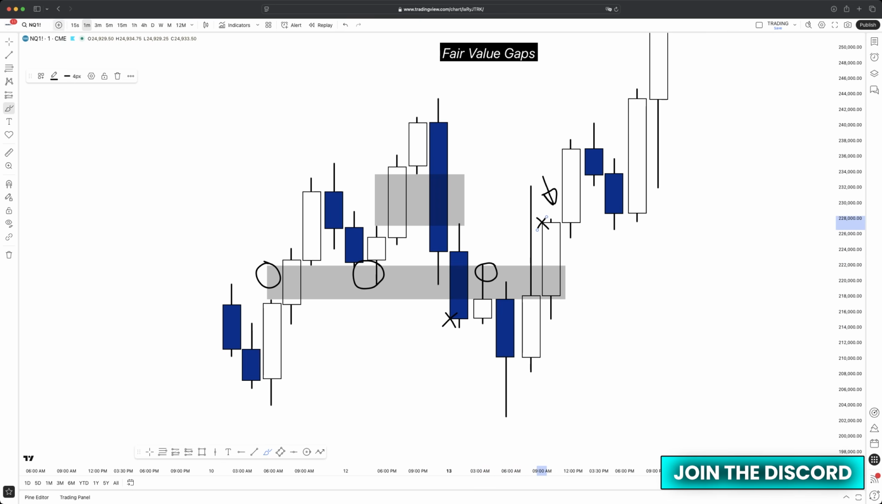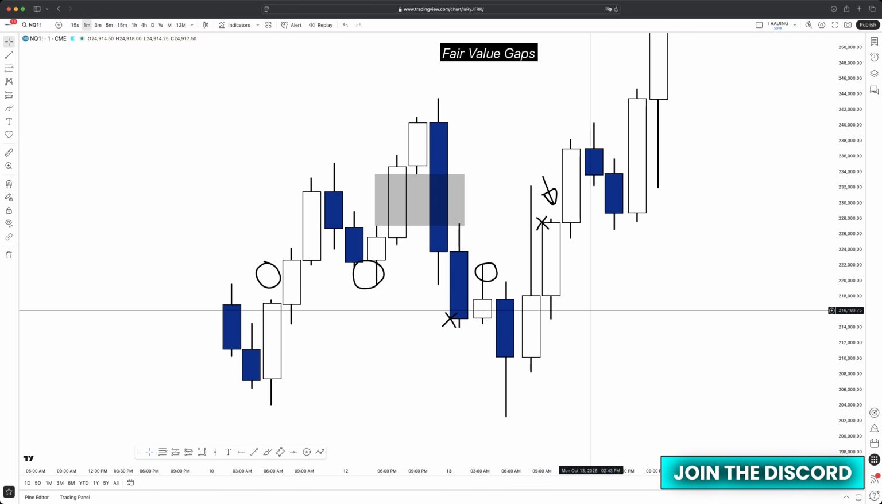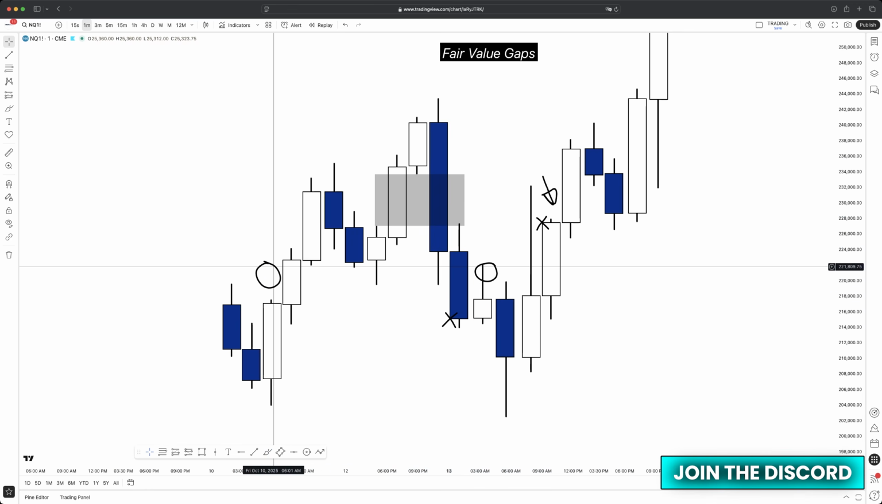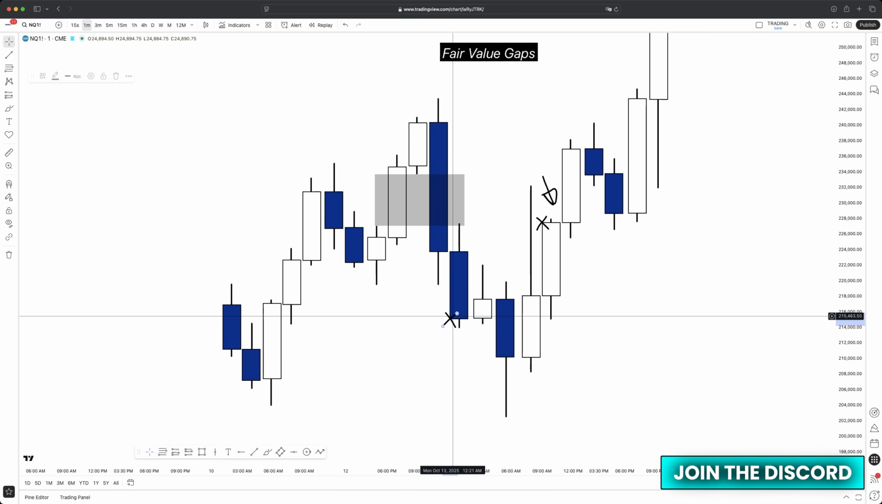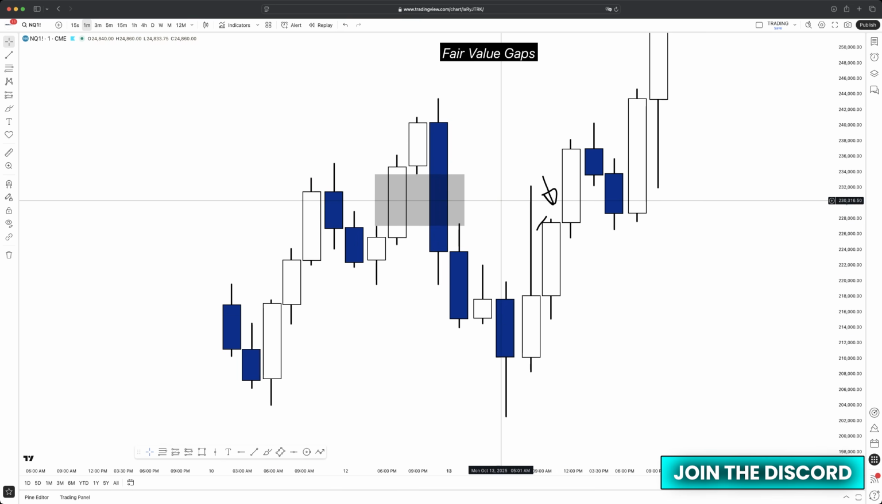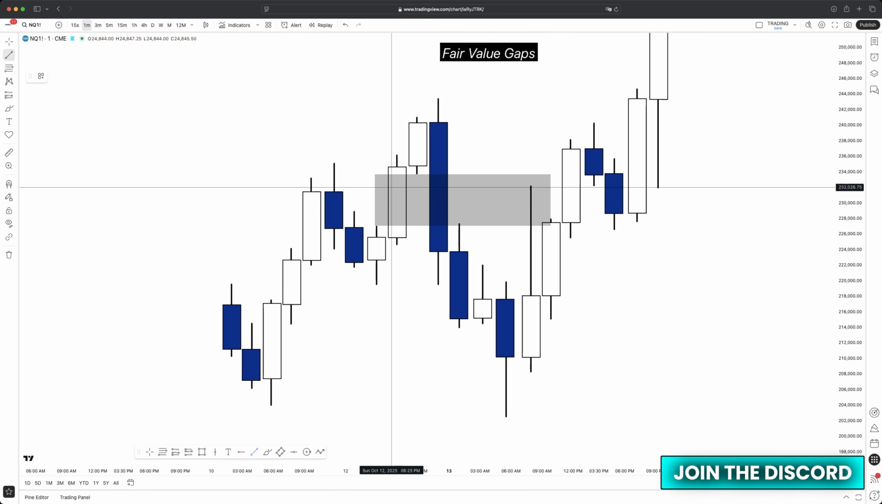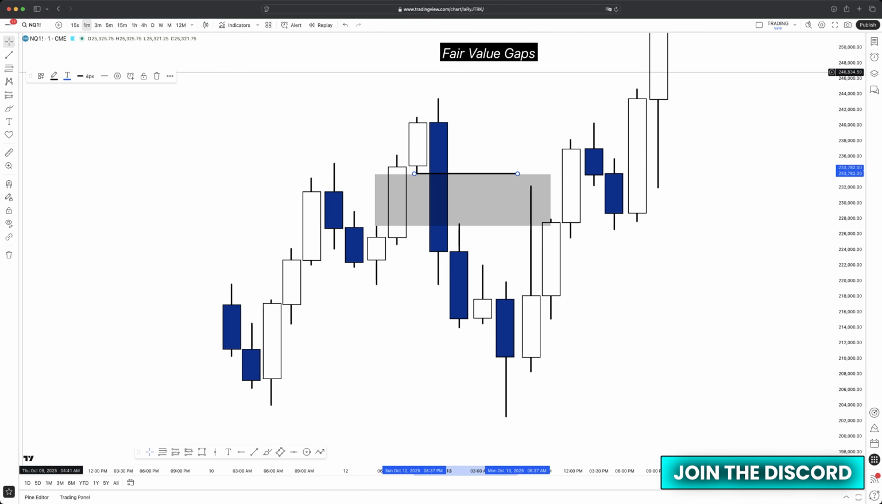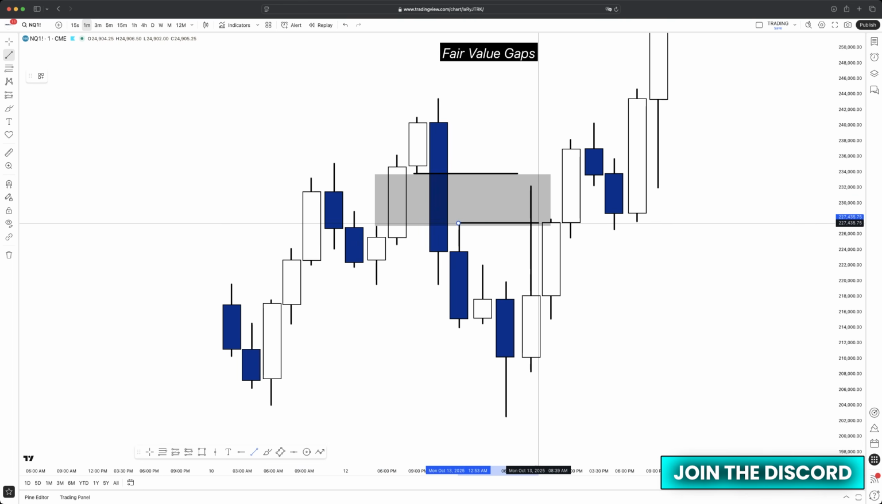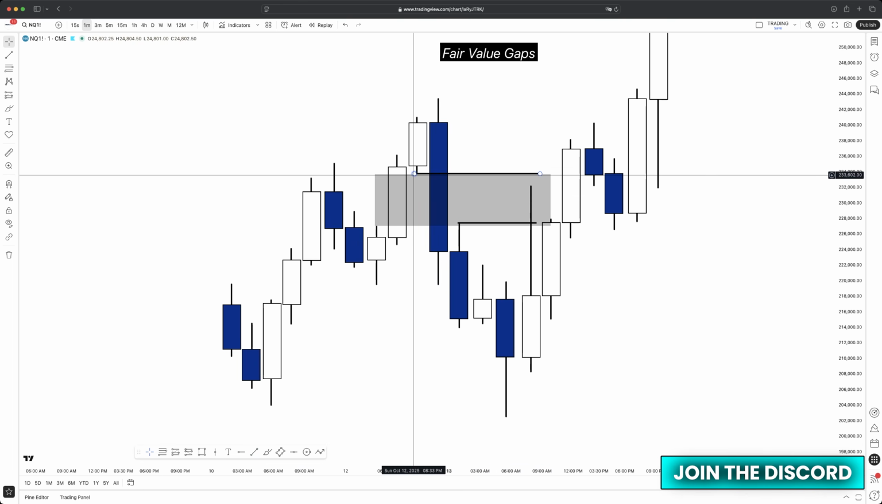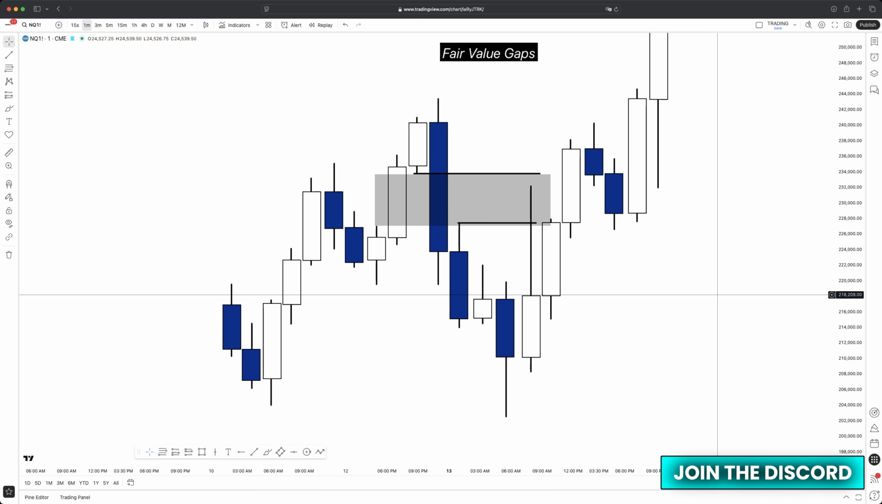Once an inversion fair value gap gets closed back above, that's when it is no longer on your chart and is no longer useful to your analysis and to your trading. Okay, hopefully that makes a lot of sense. And then this fair value gap continues to be used as an inversion fair value gap alongside a normal bearish fair value gap that gets created right here. As you can see, we have a bearish fair value gap and an inversion fair value gap, both at the same price level.